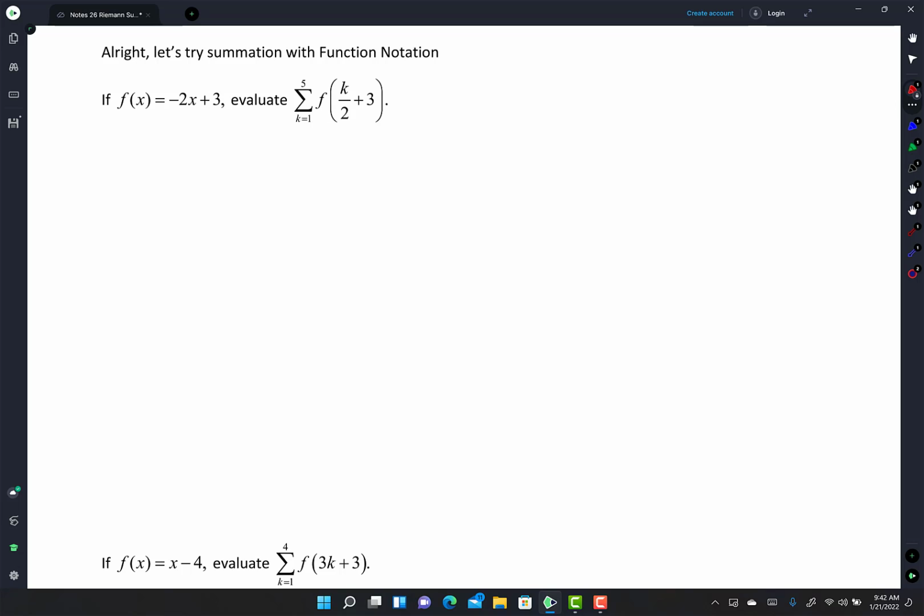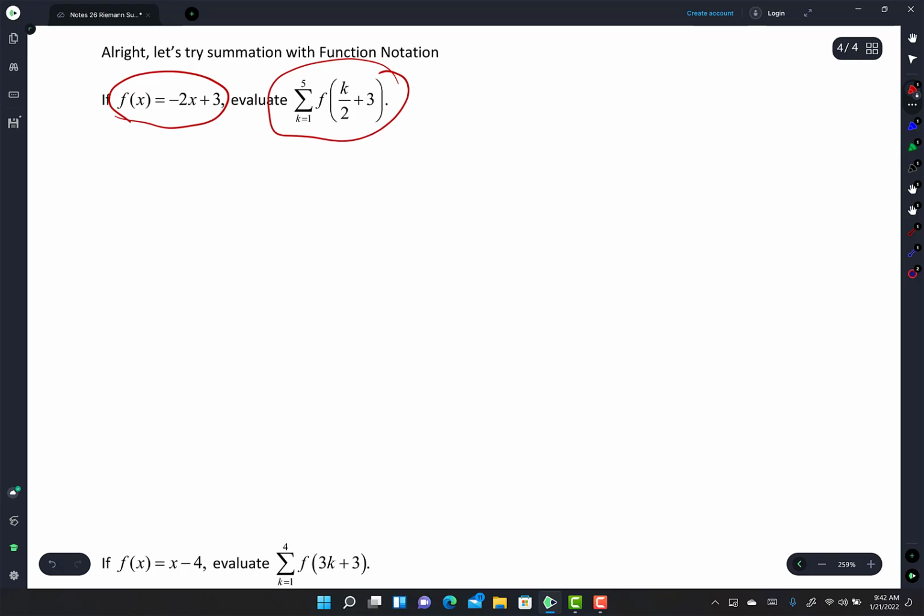All right, ready for this next one, guys? All right, it's the same concept, nothing crazy. They tell us a function here, and they tell us this. So first, let's evaluate this, and then we'll see what this function adds up to. You know what I mean?